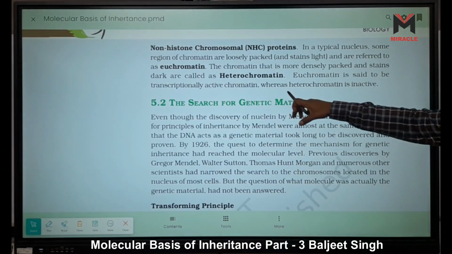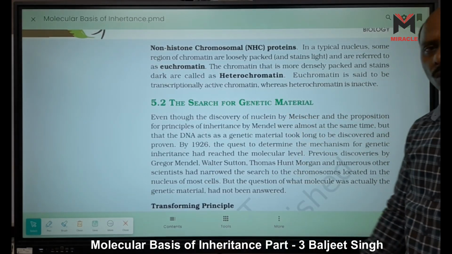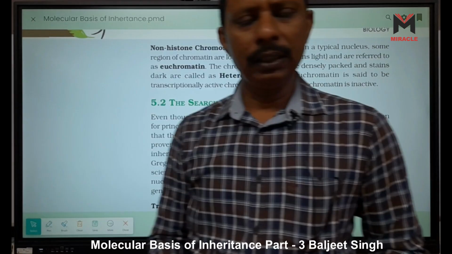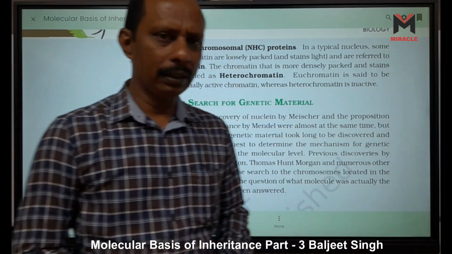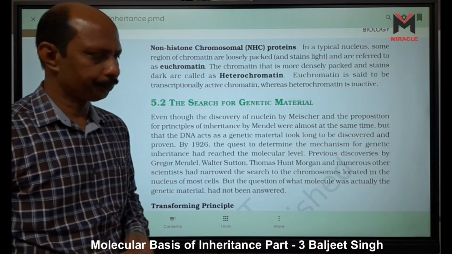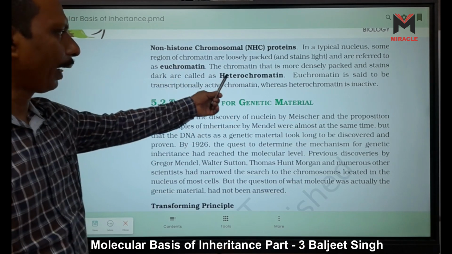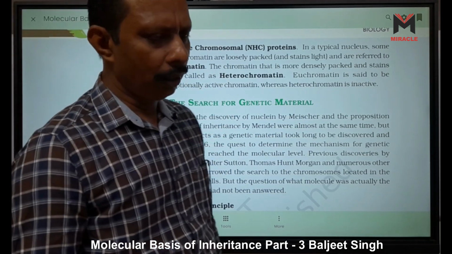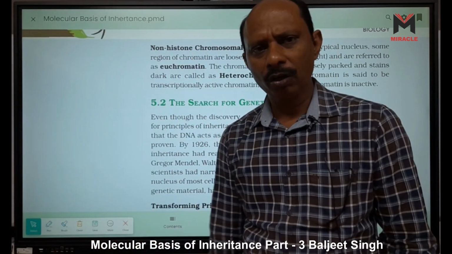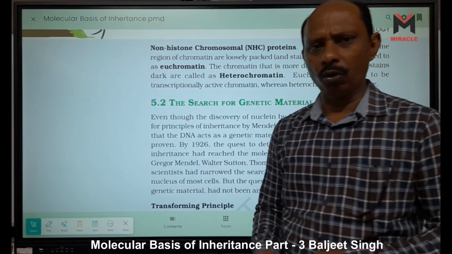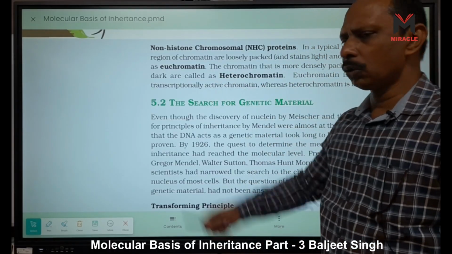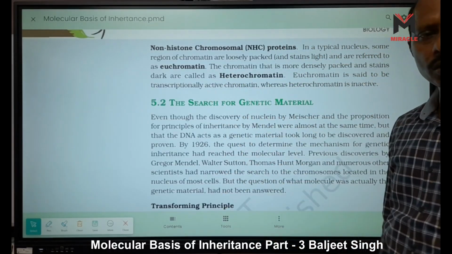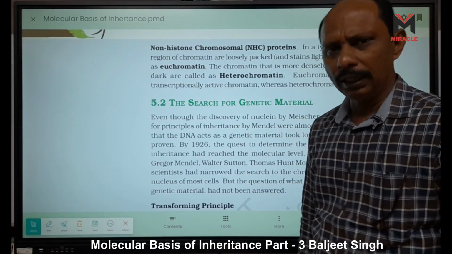Whereas heterochromatin, which is densely packed, is inactive. They are present, but they are not active. This euchromatin and heterochromatin differs in different types of cells. Different parts of DNA are euchromatin and heterochromatin. Mostly euchromatin is toward the central region, and heterochromatin is toward the peripheral region of the nucleus.